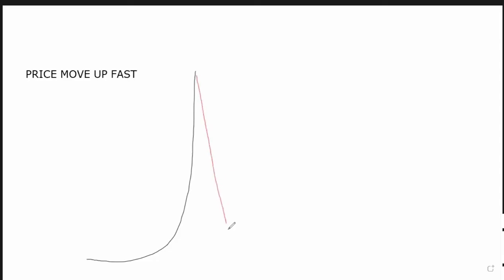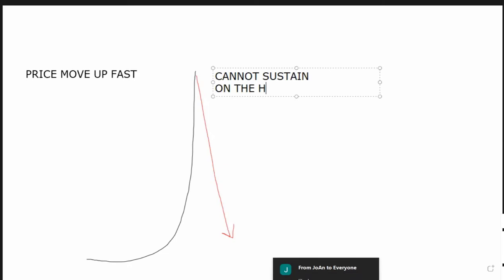if the price moves up very fast, very quick, in just half an hour like that, all right, shoots up like that, okay, moves up very fast like a rocket, it's very risky, because the price cannot sustain. It will drop down very fast, all right. This kind of move cannot sustain on the high side, okay, it's very risky, it will drop very fast.